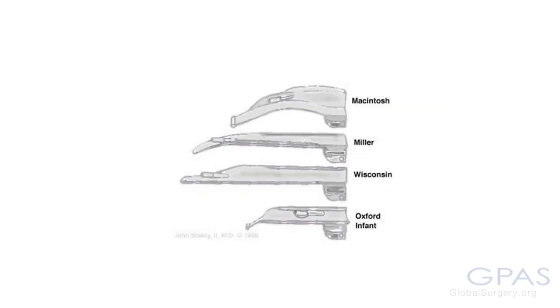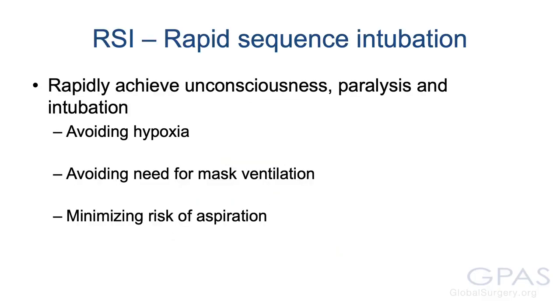There are 4 types of laryngoscopes that may be used. However, the commonly used one is the Macintosh blade. Performance of rapid sequence intubation requires achievement of 3 goals. 1, rapid achievement of unconsciousness, paralysis, and intubation. All this in order to avoid hypoxemia as well as ventilating the patient, which may cause regurgitation due to stomach insufflation and therefore increase the risk of aspiration.